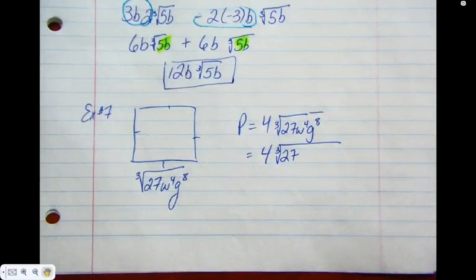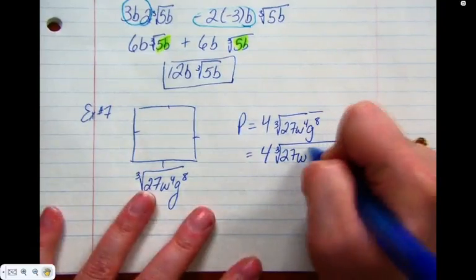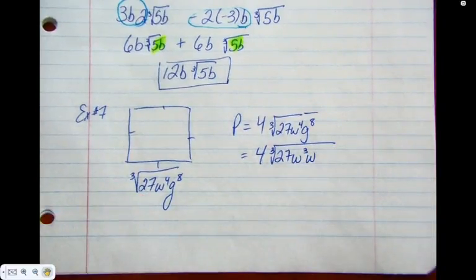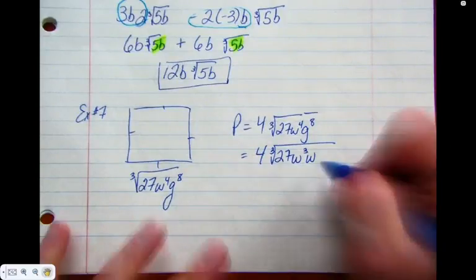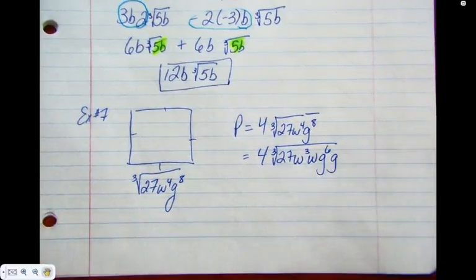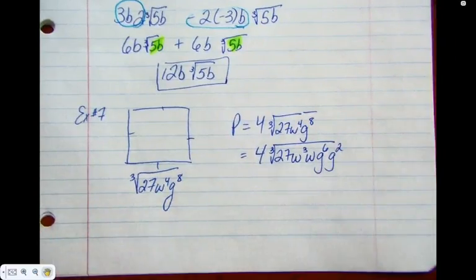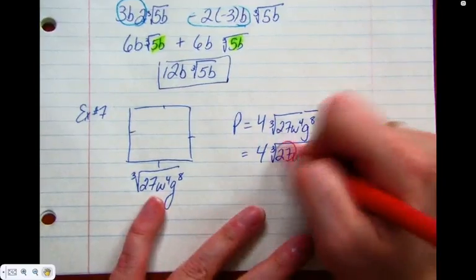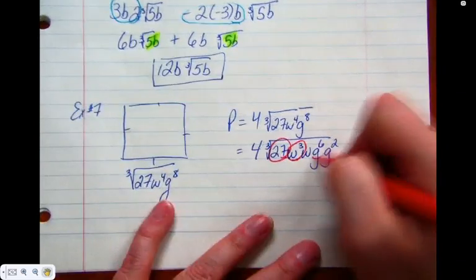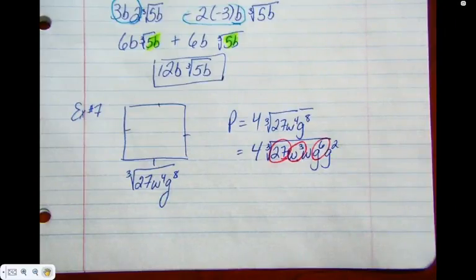How do you want to split the w? I heard a w to the 3 and a w. How do you want to split the g? G to the 6 and g squared. Why did we put g to the 6? Because it's divisible by 3. You could put g cubed, g cubed, and then g squared. You can split it up that way as well. So we can cube root the 27. We can cube root the w to the 3. We can cube root the g to the 6. Wait, can we? I don't think we can, because 6 isn't a cube. But remember, when you're dividing, it just has to be a multiple of 3.